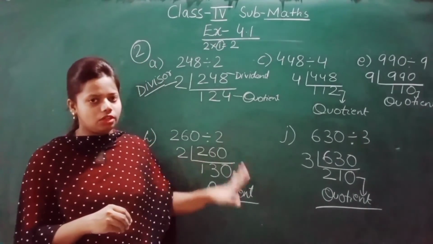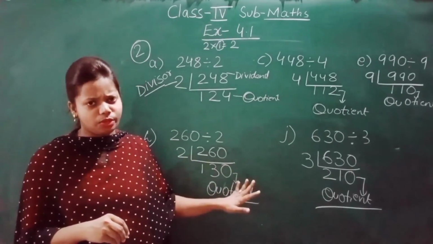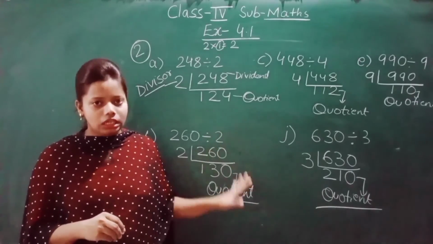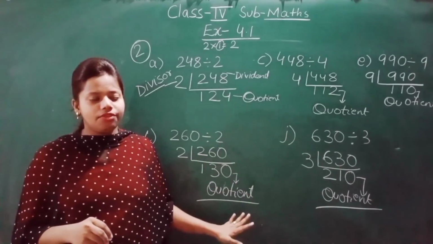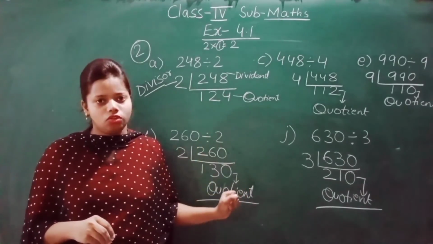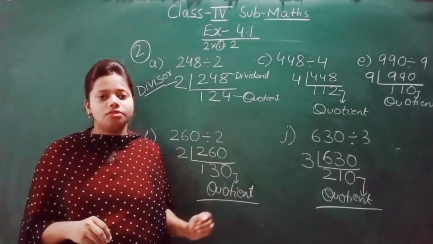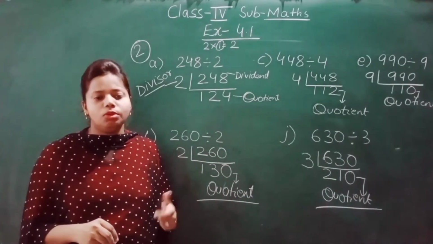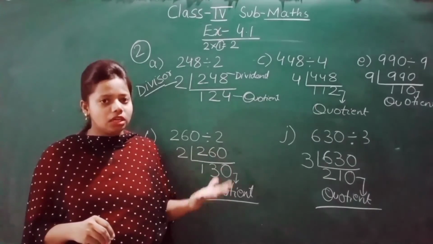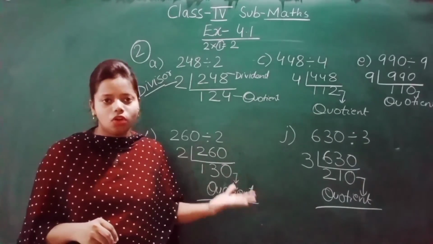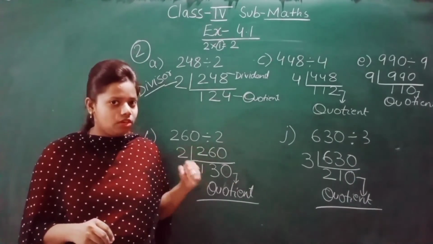I hope you have understood this short method. It is very easy. I have already told you to learn tables. Learn tables every day and make your tables very strong, so that you can do multiplication and division quickly, because division and multiplication are based on tables only. So your tables should be very strong.